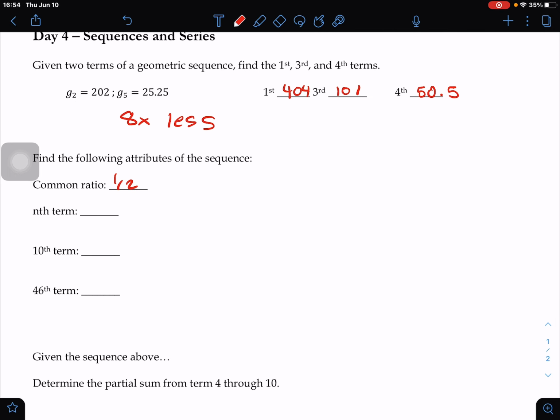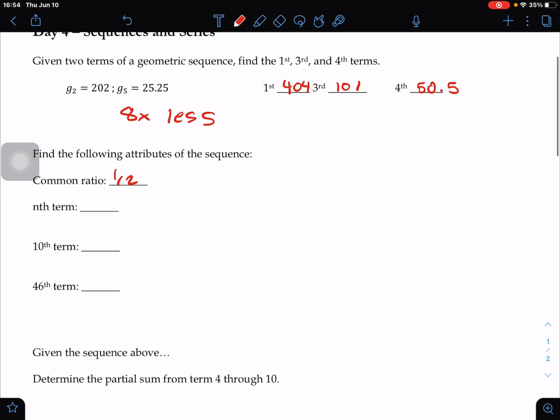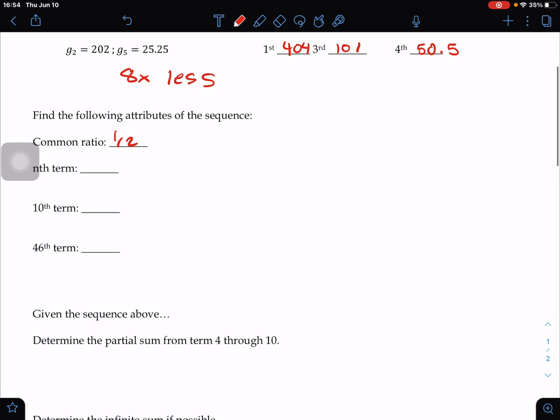So for the nth term, I'm not entirely sure what that means, but I'm going to assume it's talking about what it eventually approaches. It basically approaches 0, because if you keep dividing by 2 over and over and over again, it's eventually going to get infinitely close to 0 without actually touching it. So basically it approaches 0.